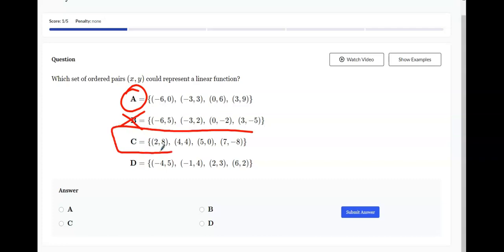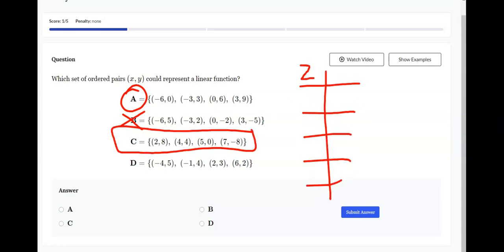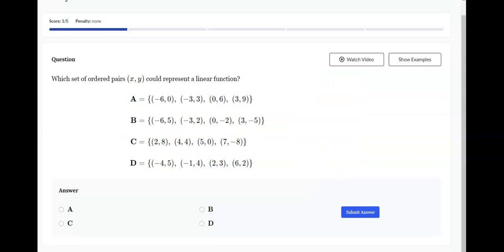And you can do that by just taking the choices, setting it up in a table of your own. 2, 4, 5, 7, 8, 4, 0, -8. And just really looking at that pattern. Just really look to see the change of that pattern and how it's not constant. So we're going to select A, and we're going to go back to the next topic.